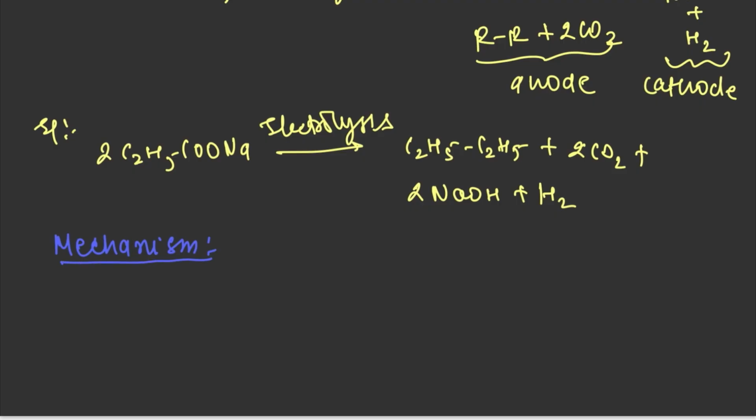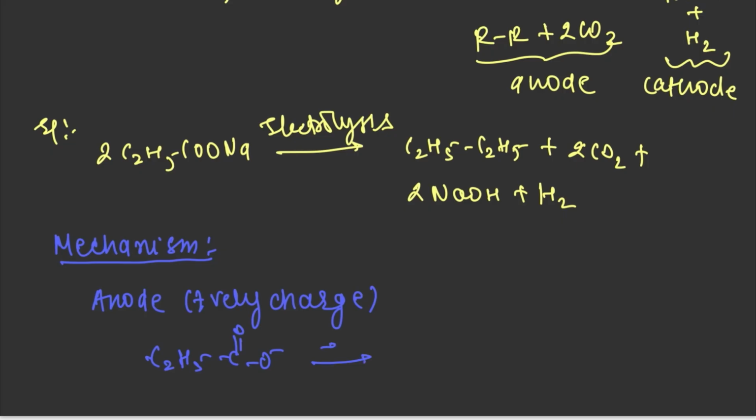First of all, let's talk about the anode, which is positively charged. So on the anode, the anion goes. We have seen in electrochemistry that on electrolysis the anion goes to the anode. So C2H5COO minus, when it loses an electron, forms the C2H5COO free radical.